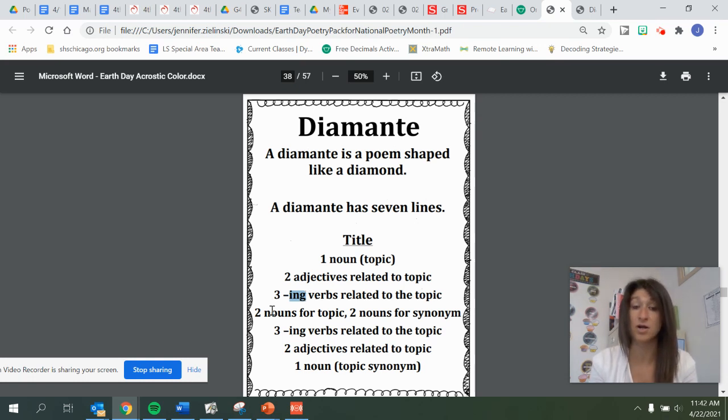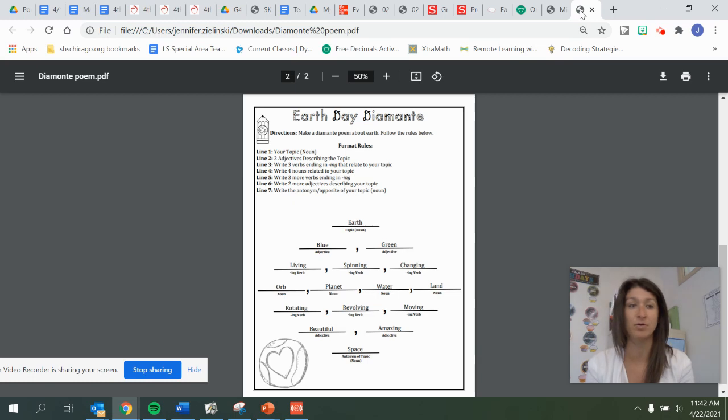Now we're coming back to nouns for the topic, and the synonym. Remember, a synonym is a word that means the same as something. I always like to think about synonyms as same, just another word for saying that. Then we're coming back to writing ing verbs related to the topic, and then adjectives and a noun. So let's take a look at an example.